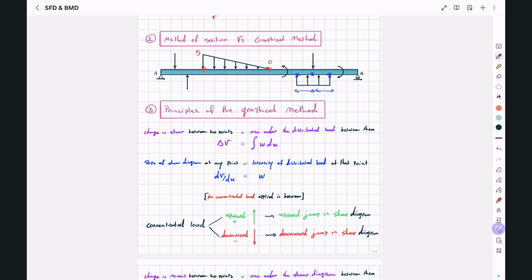All right, so we explained the first two principles. Between any 2 points, if we have a distributed load and if we don't have a concentrated load applied in between, we can say the change in shear is equal to the area under the distributed load, and the slope of the shear diagram at any point is equal to the intensity of the distributed load.